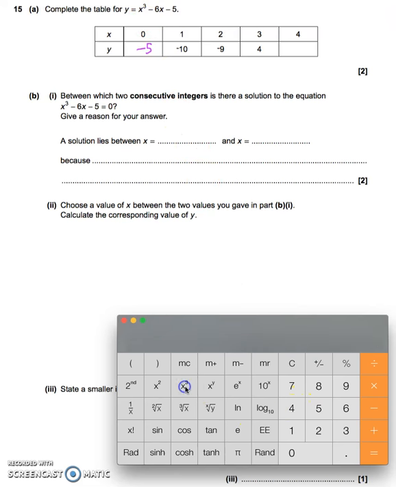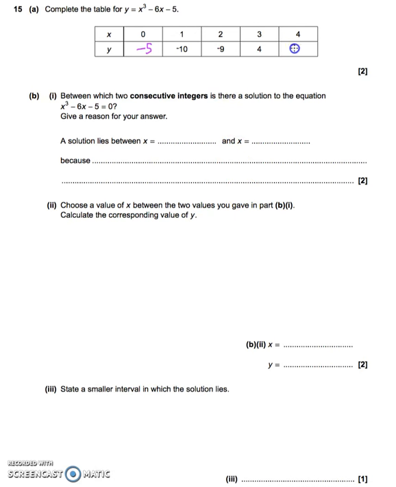4 cubed is 64 minus 6 times 4, which is 40, and then minus 5. Didn't have to use your calculator, could have done it all in your head, but nice to check. So we've got two missing values that are put in part A, nice and simple.